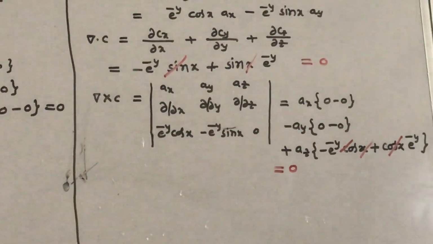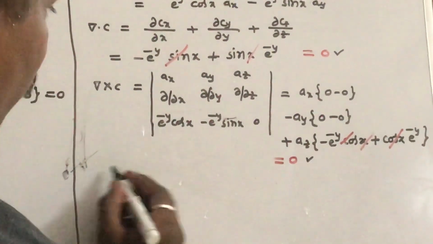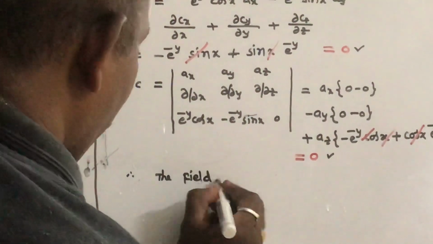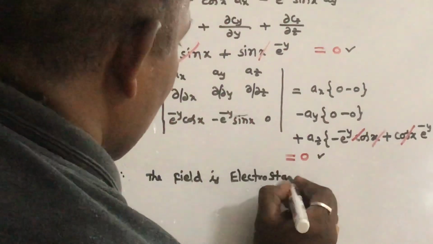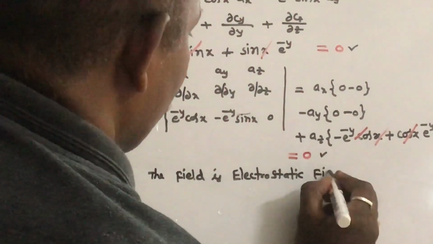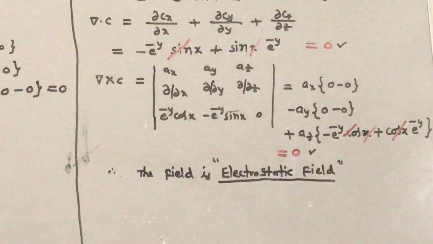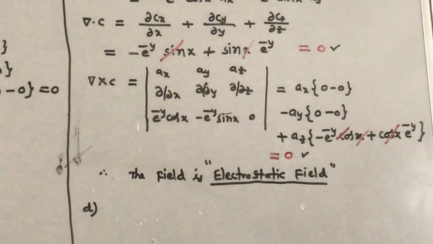So from this what you can state is that the divergence is 0 and the curl is 0. So which field is this? The field is an electrostatic field. The third one is an electrostatic field. Similarly, let us take the D option. What is the D option given as?